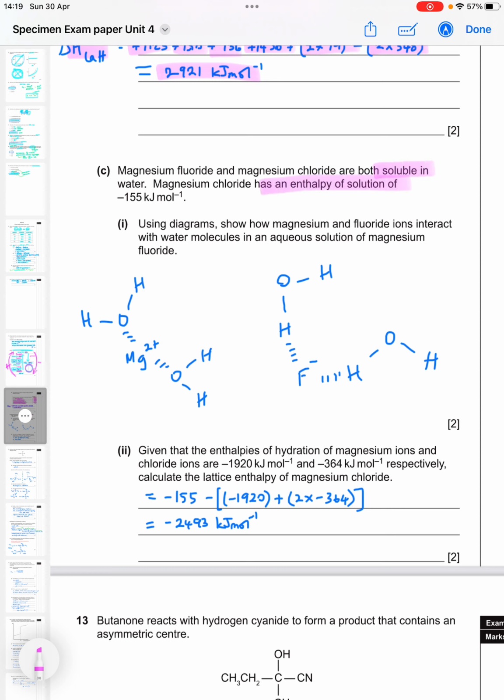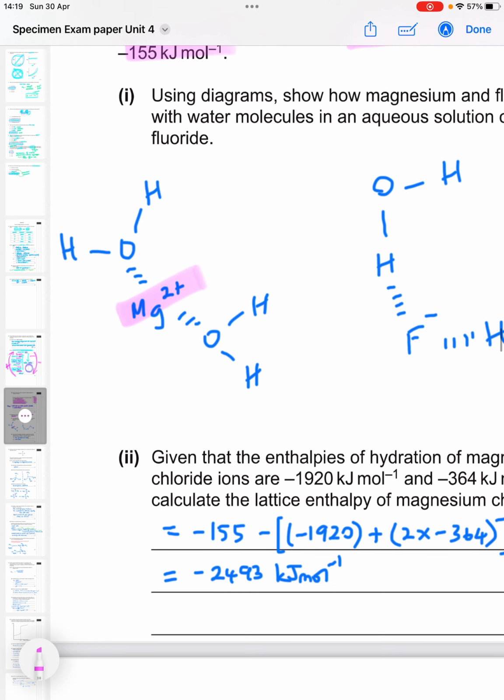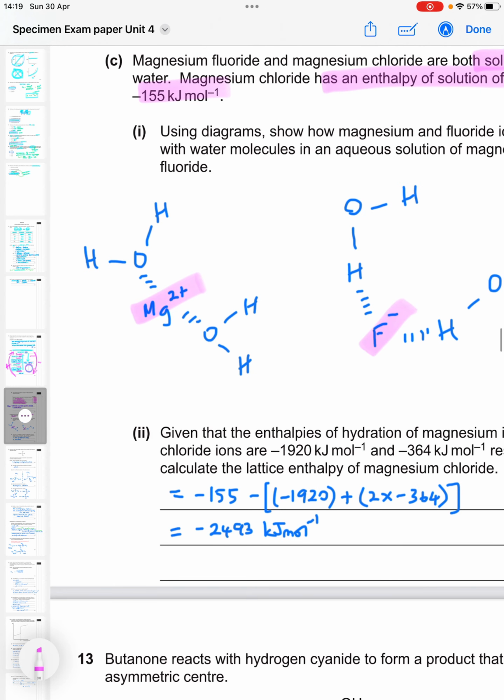So part C, magnesium fluoride and magnesium chloride are both soluble in water. Magnesium chloride has an enthalpy of solution of minus 155 kilojoules per mole. Using diagrams, show how magnesium and fluoride ions interact with water molecules in an aqueous solution of magnesium fluoride.